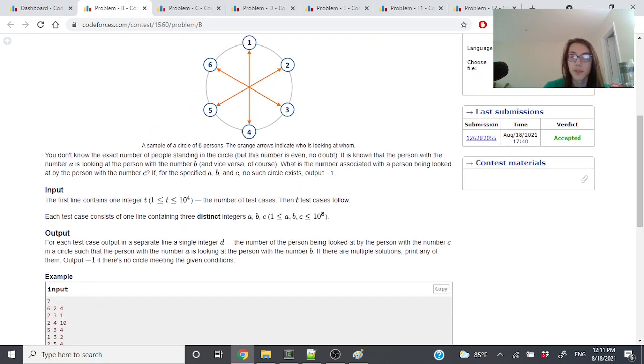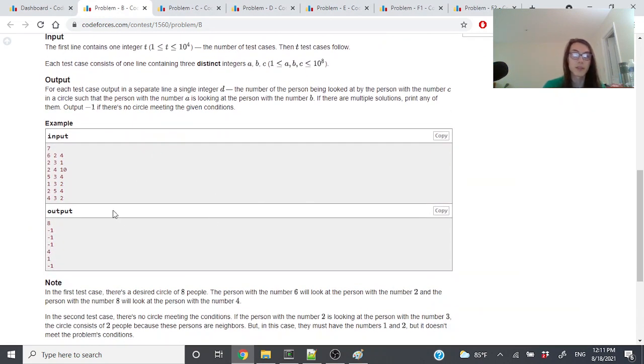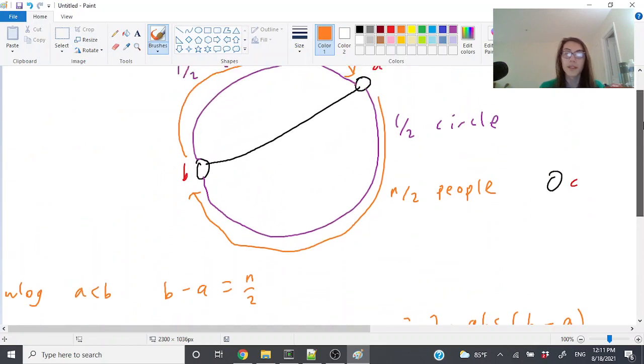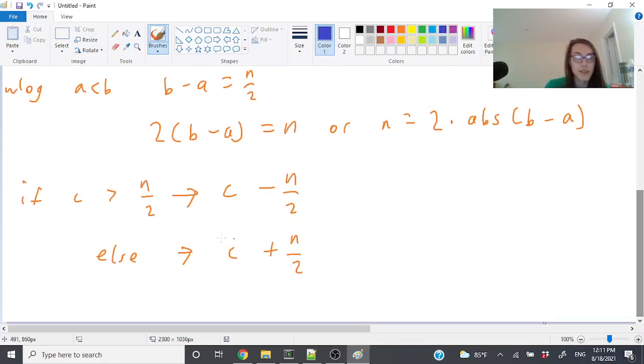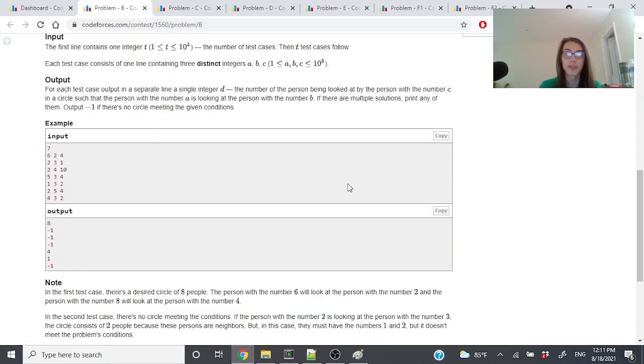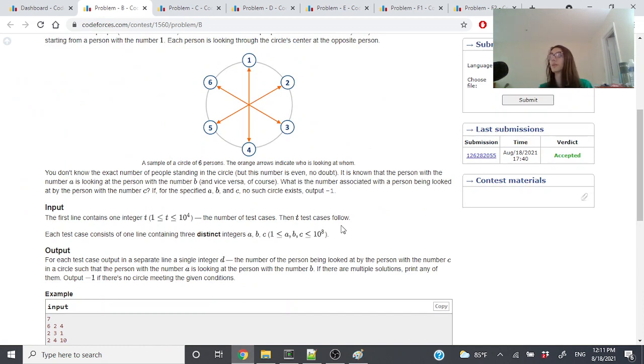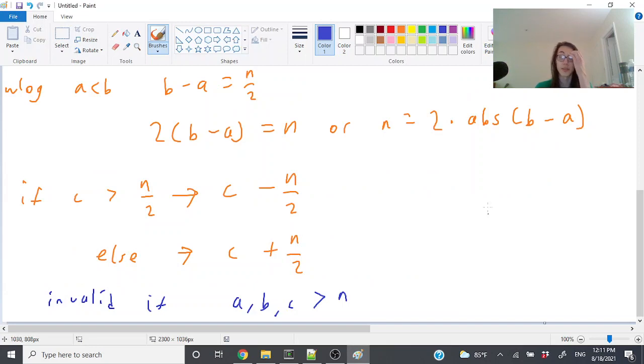The problem is, for some annoying reason, they decided that they can give you invalid circles. But the only real problem there is that it's invalid if any of the numbers are greater than n, because obviously they can't be in the circle then. If there are only n people and someone's numbered greater than n, then that's not possible. But that's the only case for invalid. So specifically, if the maximum over the 3 is greater than n, then we have some number that's greater than n, so it's invalid.